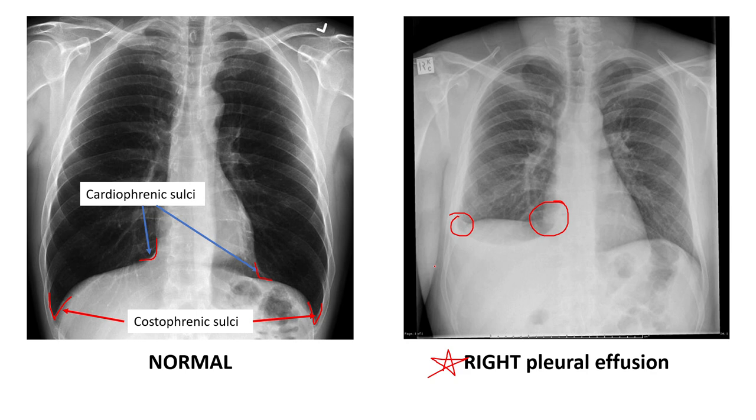Now, a pleural effusion is by no means pathognomonic for blunting of a sulcus. There are other possible causes of a blunted sulcus, such as emphysema or pleural thickening, but the most common cause of an indistinct or a blunted costophrenic and cardiophrenic sulcus is pleural effusion.